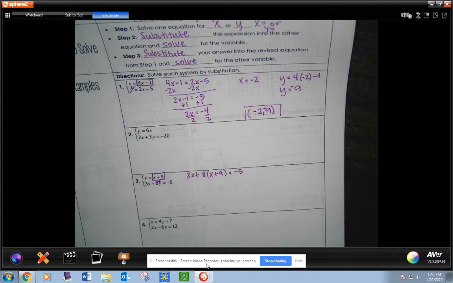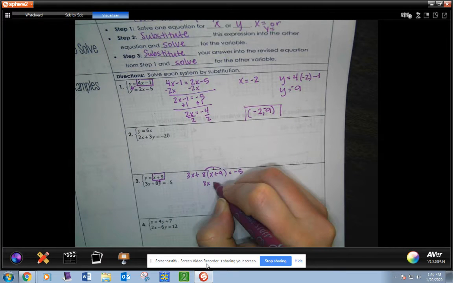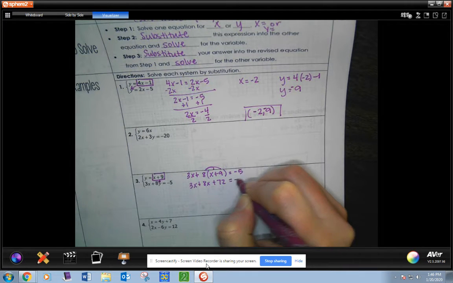Now this is just a distribute and solve. So I'm going to do 8 times 3x, which is 24x, 8 times 9, which is 72. I bring down 3x plus, and I bring down equals negative 5.